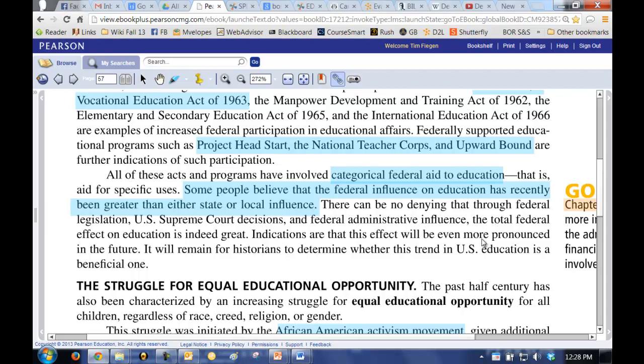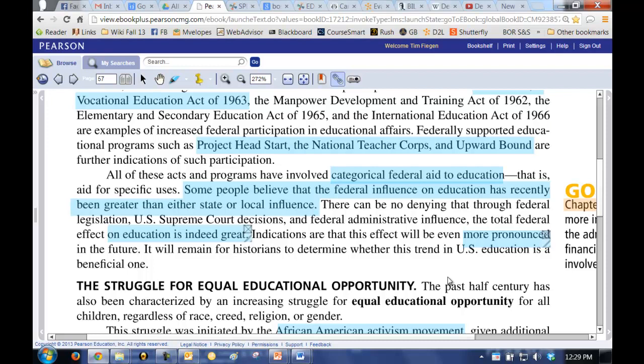There can be no denying that through federal legislation, U.S. Supreme Court decisions, federal administrative influence, the total federal effect on education is indeed great. And they're not poo-pooing this. They're agreeing with this. They're for this, but these authors support this, but they're not denying that it's happened. Indications are that this effect will even be more pronounced in the future. And again, I'm glad that these very opinionated people at least will acknowledge that we're going to give more control to the feds. And why?